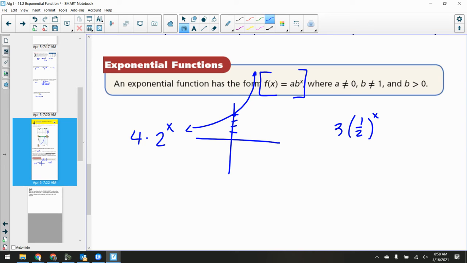What's my starting value? 3. What's my growth factor? What's my R value? 1/2. Is this going to grow or get smaller? It's going to get smaller. It's going to decay, right? Because it's a number less than 1. It's going to go down. It actually ends up looking something, instead of growing, decaying like this. Will it ever go into the negatives? No. These will stay positive all the time.